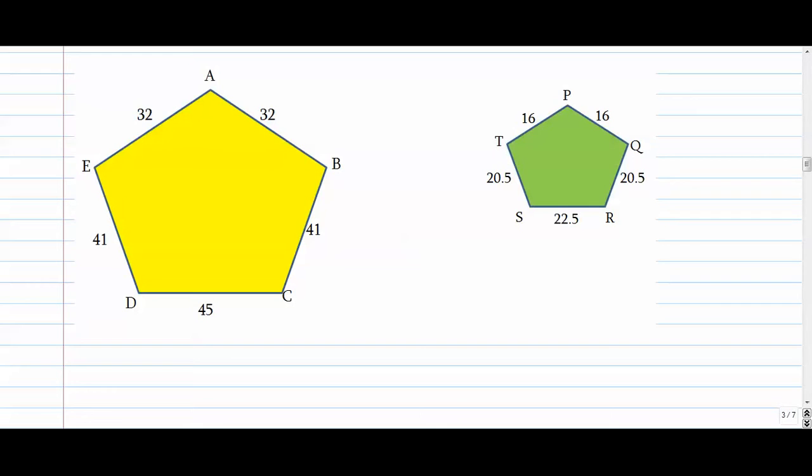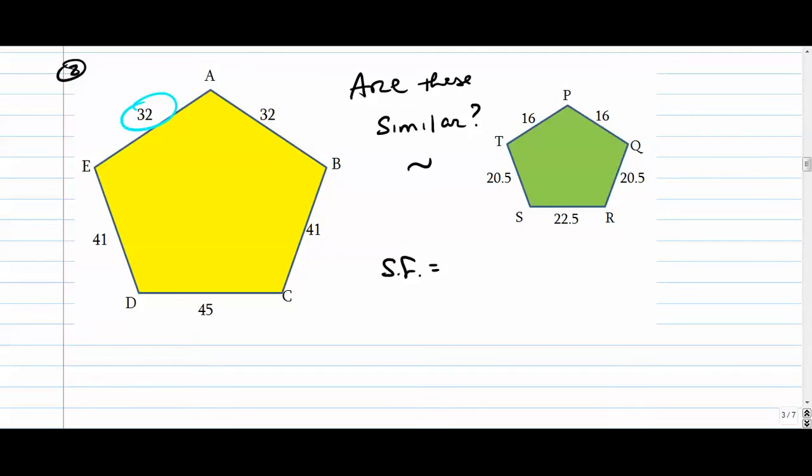Alright, big question here. This is number 2. Are these similar? And that's the notation for similar. Maybe I'll write that down. Are these similar? And if so, what is the scale factor? To determine if two figures are similar, of course, you just want to compare their sides. So you pick sides that are corresponding. They're both in the same spot, upper left, and divide them.